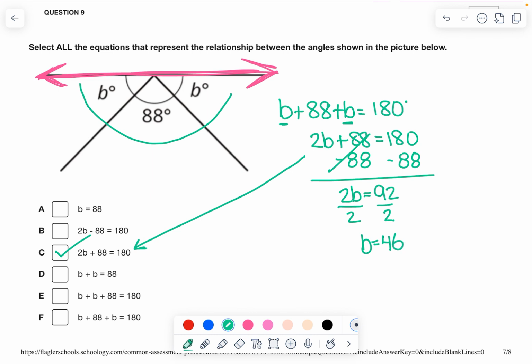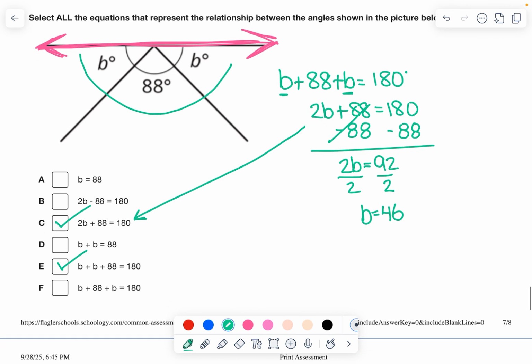So let's do the math. Let's see if 46 plus 46 plus 88 equals the 180. Okay, the math is math, and so B equals 46. So B plus 88 equals 180. 46 isn't an option in here, so I guess we just took it an extra step further. And then what else do we have here? B equals 88. Nope, not at all.